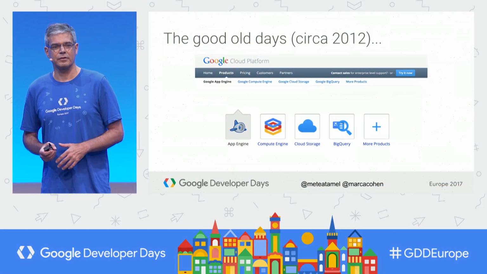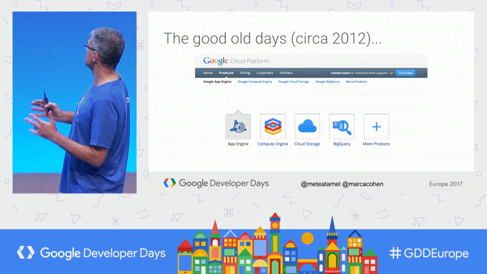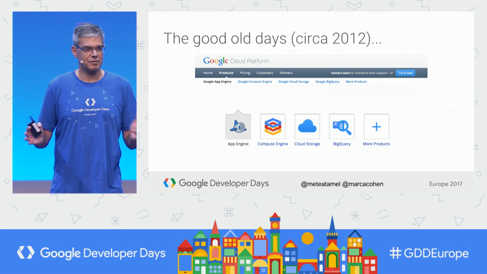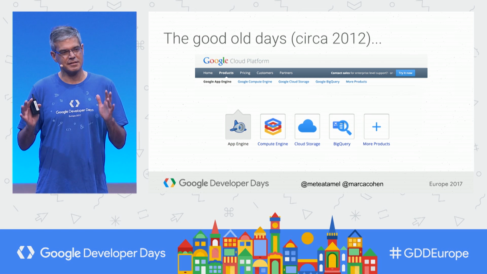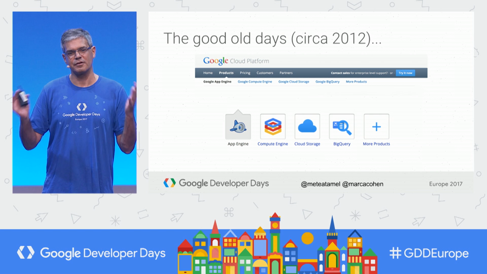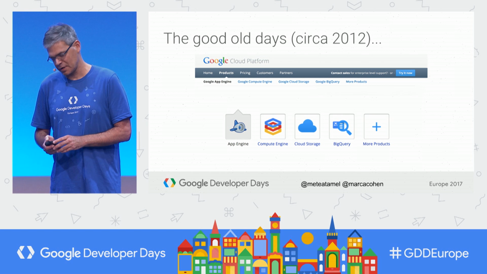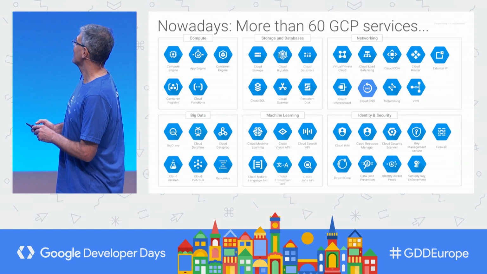Sure. So back when I started, Google Cloud Platform was quite a bit simpler. This is actually what the platform website looked like in 2012. There were 4 products: App Engine, Compute Engine, Cloud Storage, and BigQuery. It was really nice and easy. You knew exactly which tool to use for which job. You could really get your head around the entire product offering. So those were kind of the good old days for me.